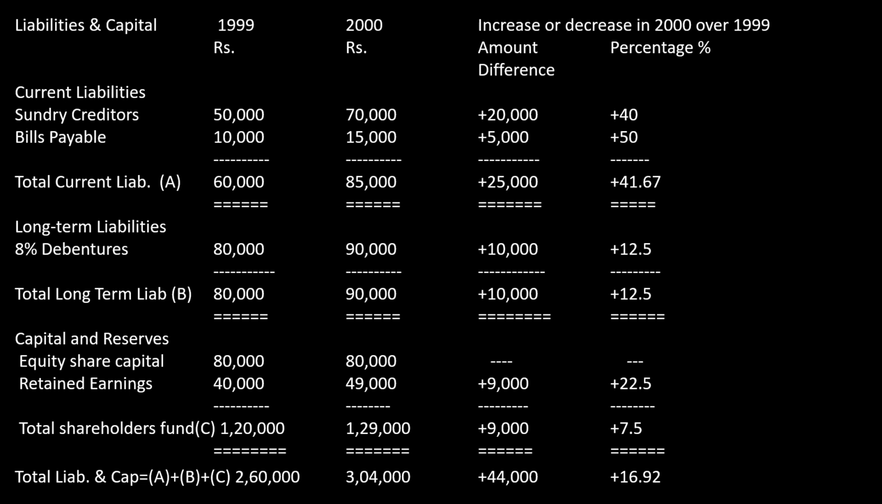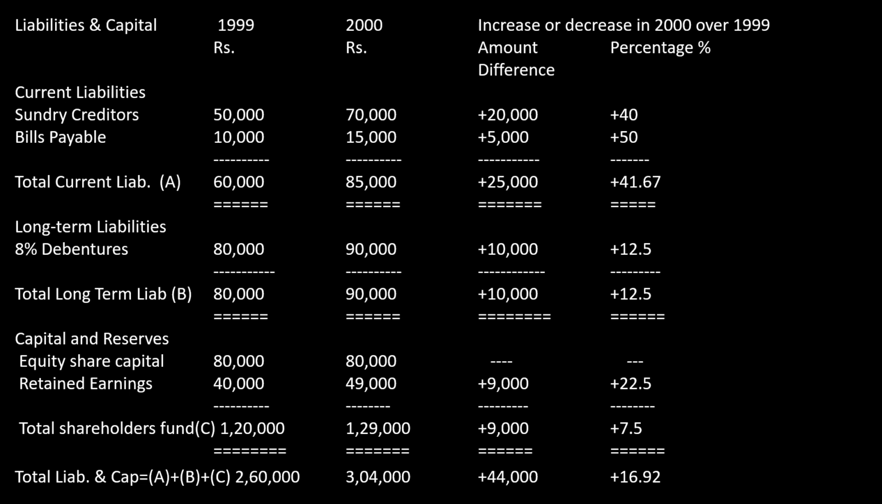The shareholders fund is, last year my shareholders fund, the total of equity and retained earning is 1,20,000. The current year is 1,29,000. What is the increase here? 9,000. So 9,000 by 1,20,000 into 100, 7.5.